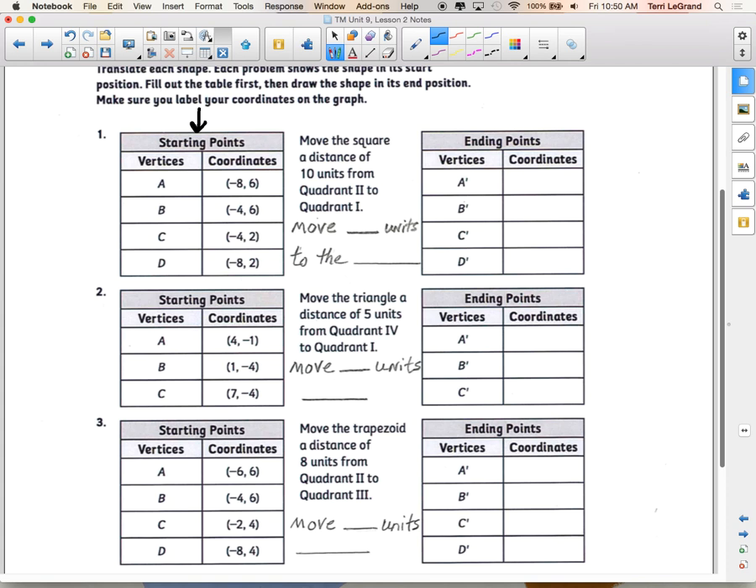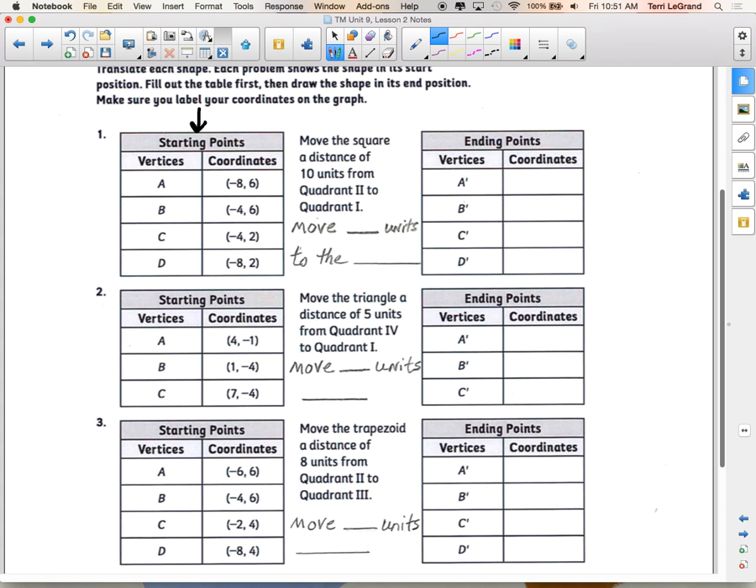We're going to translate it, and when we transform, there are lots of different types of transformations. There's translations. Anybody know any other transformations? Reflections, rotations, dilations. Okay, we're going to do translations today. So the type of transformation we're going to do is a translation.